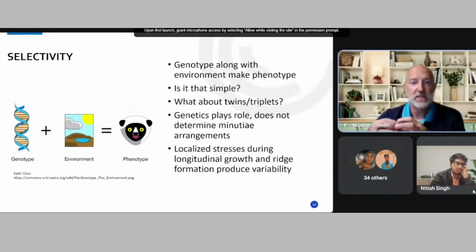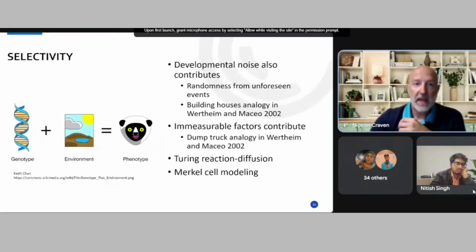So it's localized stresses that cause some changes. And there's an article from 2002, referenced right here, by Wertheim and Maceo, and that will be in the references at the end of my presentation. I can send that reference to you as well if you need it.